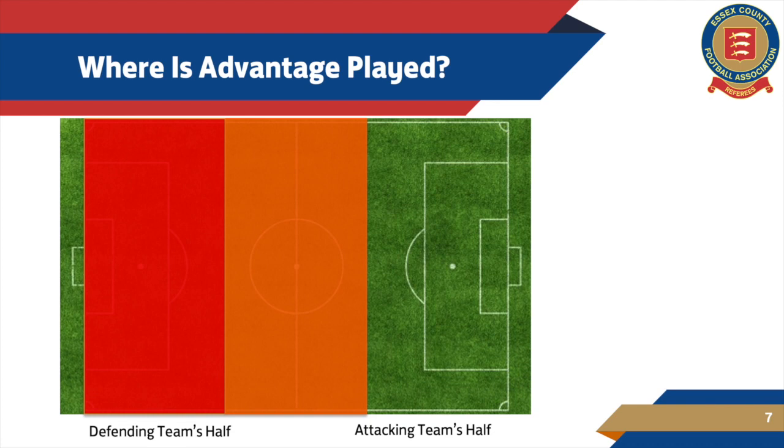But again, in the middle third, if you think it's more possession, the fact they've played the ball backwards, for example, as soon as that ball goes backwards, that's no advantage. That's more possession. So again, obvious goal scoring opportunity from here.